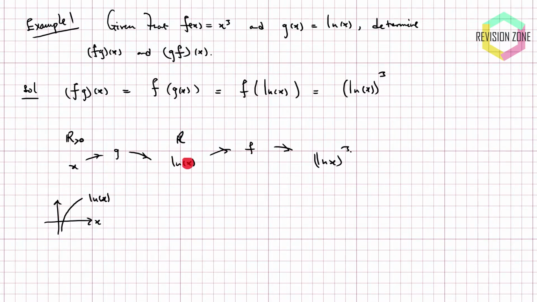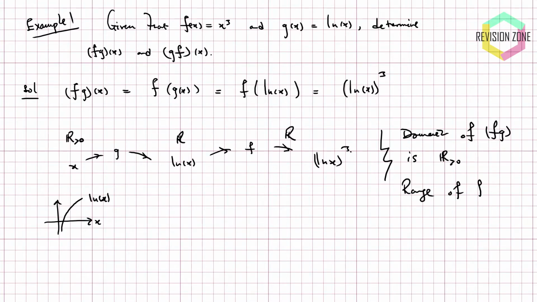Well, f just takes something in and cubes it, right? But it's taking in every possible real number, and indeed it is possible to cube every possible real number. So this is completely well defined, and then the thing we're going to have come out is every possible real number, right? So the domain of f of g is actually all the real numbers which are bigger than 0, and the range of f of g is actually every single possible real number. Okay, so that's the first one.